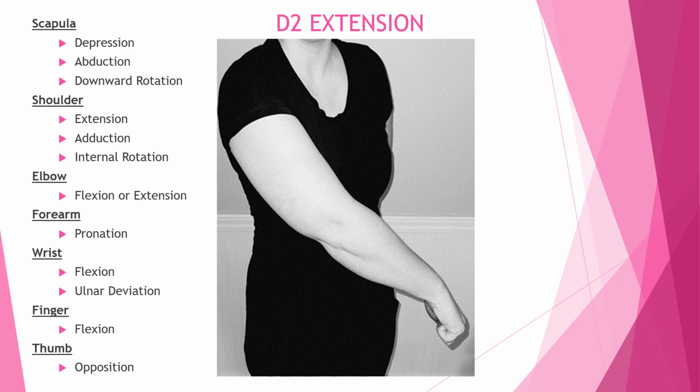The forearm is in pronation. The wrist is in flexion and ulnar deviation. The fingers are in flexion, and the thumb is in opposition.